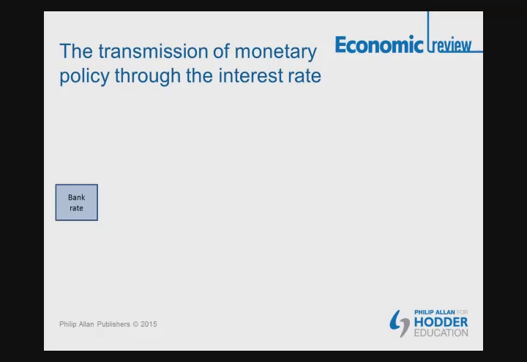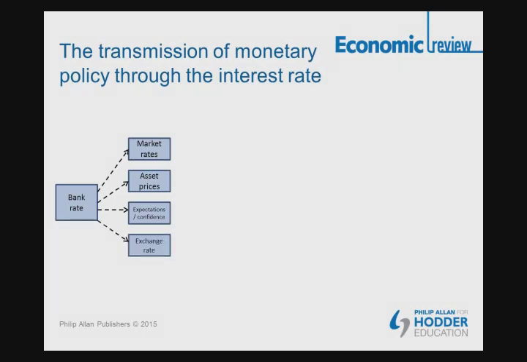If inflation was threatening to be too high, the MPC would raise the interest rate, or the bank rate, in order to reduce inflationary pressure. Raising the bank rate would affect other market interest rates, as it was a signal that the bank was taking action. This would also affect asset prices and expectations and confidence, not to mention the exchange rate.